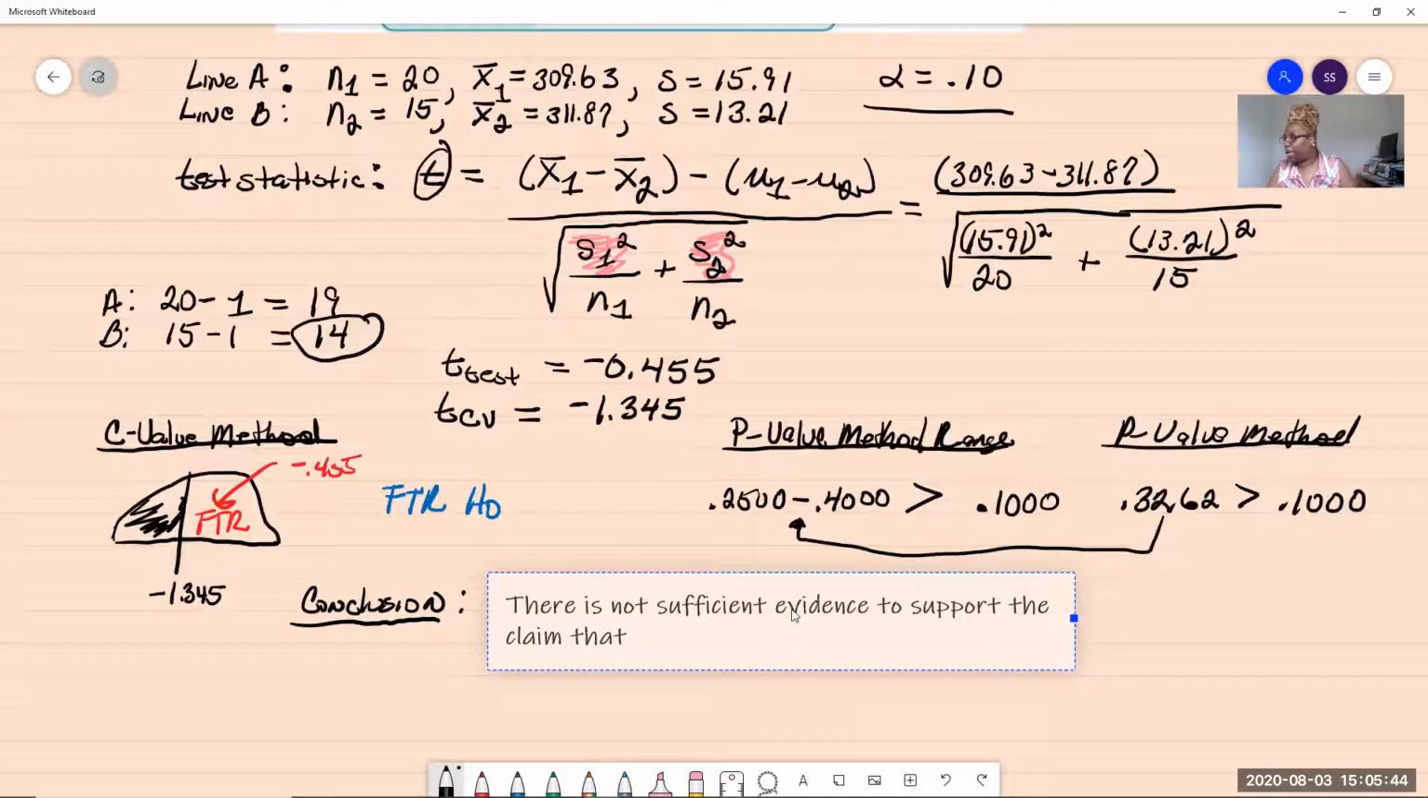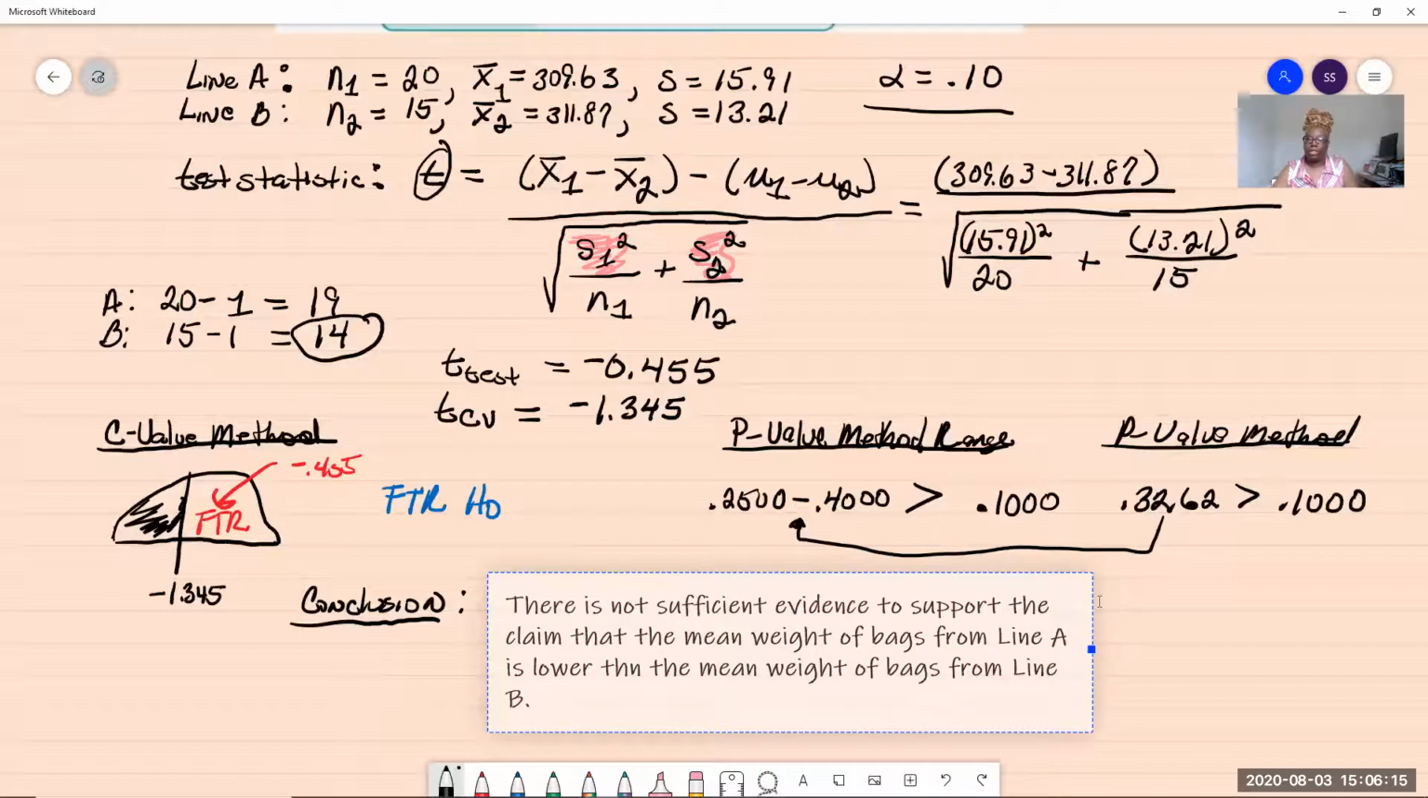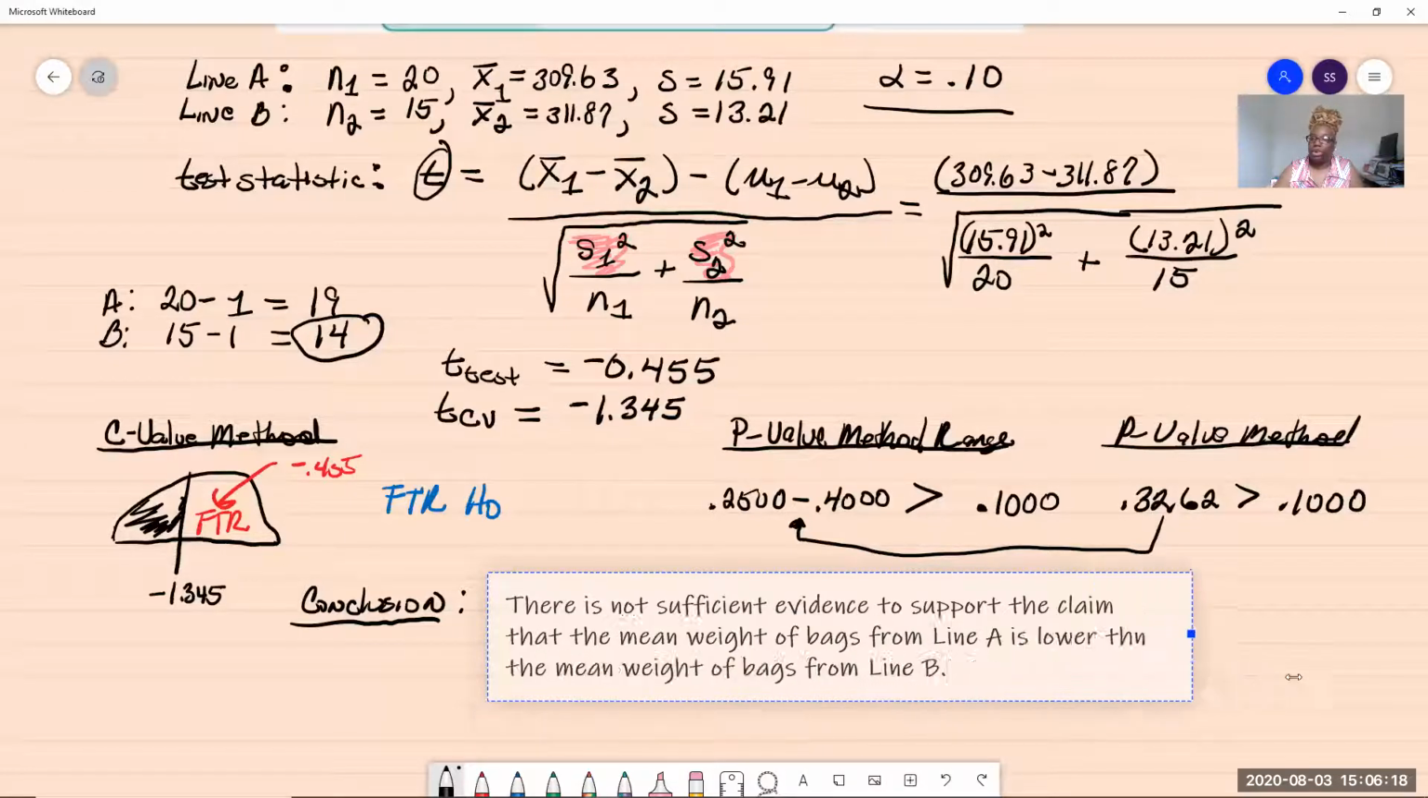that what? We look back up at the top into the words that we're working on: that the mean weight of bags from line A is lower than the mean weight of bags from line B. Okay? So that is your conclusion.